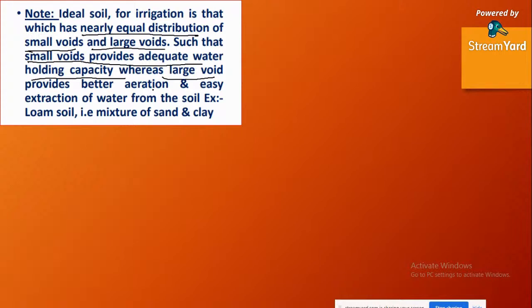But the large voids provide better aeration and easy extraction of the water by the plant roots. Okay, the air will be circulated properly through the voids, and the plant root will extract the water very easily. It cannot apply much stress to extract the water. So the ideal soil for farming or gardening is that mixture of capillary voids and non-capillary voids, that is called loam soil. Okay, that is called loam soil, or another name is garden soil. So it is the mixture of sand and clay. It is the mixture of sandy soil and clay soil.